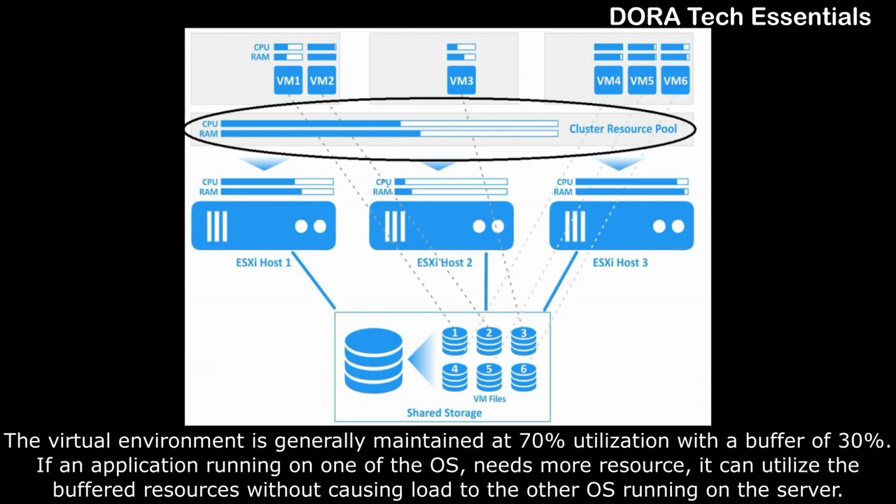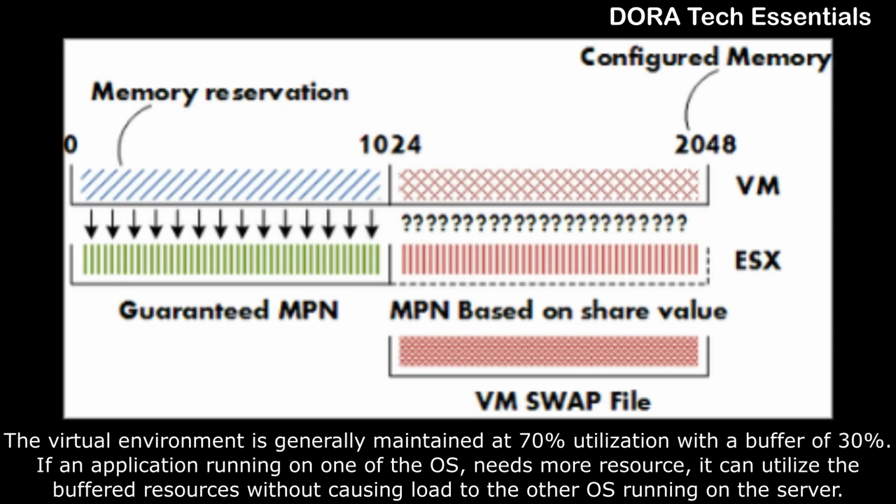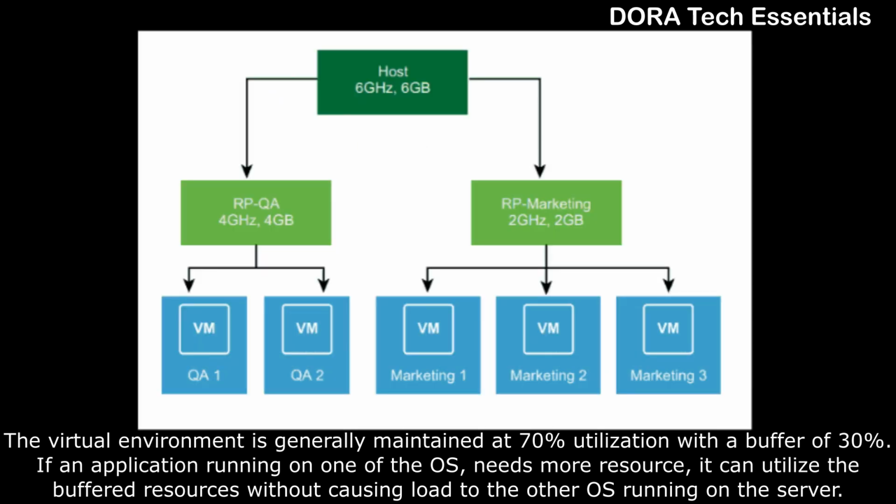The virtual environment is generally maintained at 70% utilization, with a buffer of 30%. If an application running on one of the OS needs more resources, it can utilize the buffered resources without causing load to the other OS running on the server.